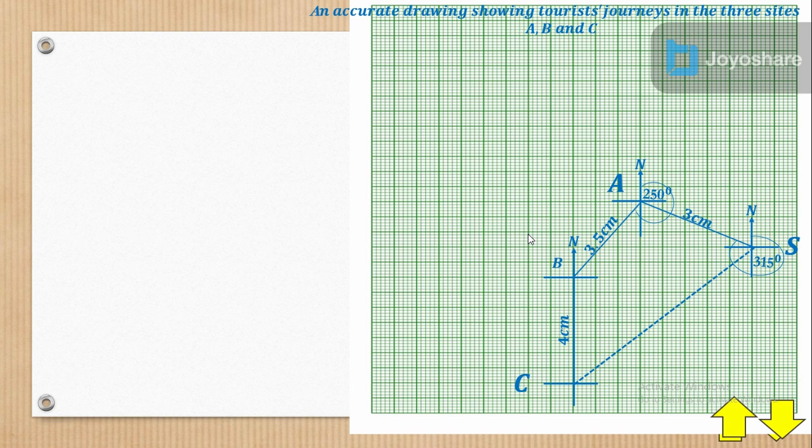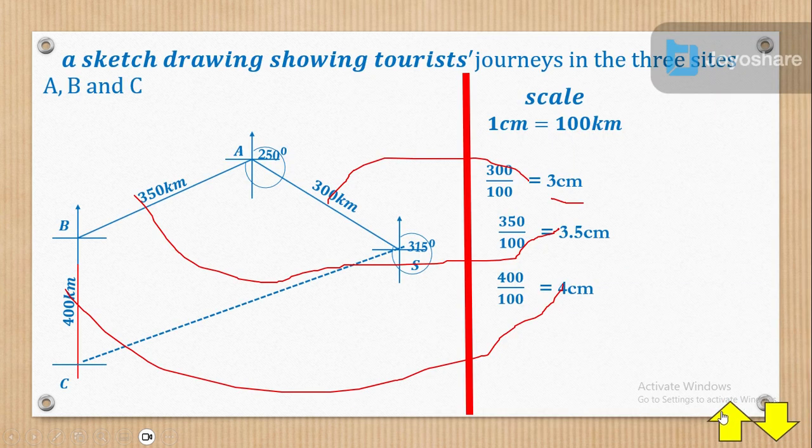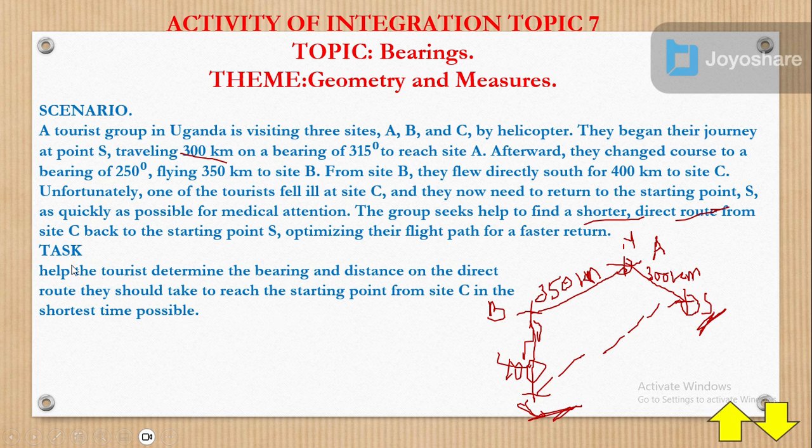Okay, so let's still continue with our work. You realize that we have now constructed up to point C. Now they wanted us, at this level, to answer this question. They said, help the tourist determine the bearing and distance on the direct route. They should take the bearing and the distance on the direct route. Remember the direct route, that dotted line we have. So let's go there and see.